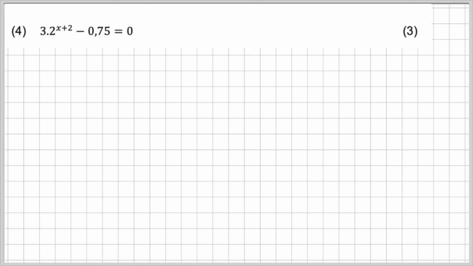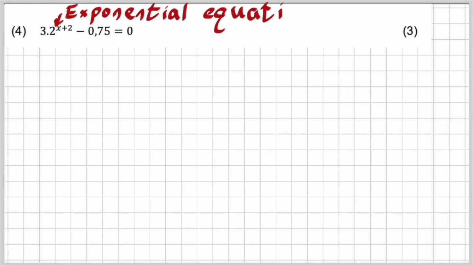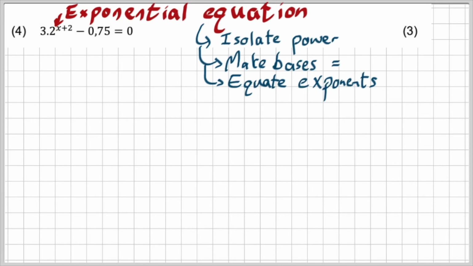3 times 2 to the power of x plus 2 minus 0.75 equal to 0. But now, what kind of an equation is this, ladies and gentlemen? It is an exponential equation. Why? The x is in the exponent. Kind of logic, don't you agree with me? Okay? Once I know it is exponential, I've got to follow the basic steps for solving an exponential equation. And here are your basic 3 steps.